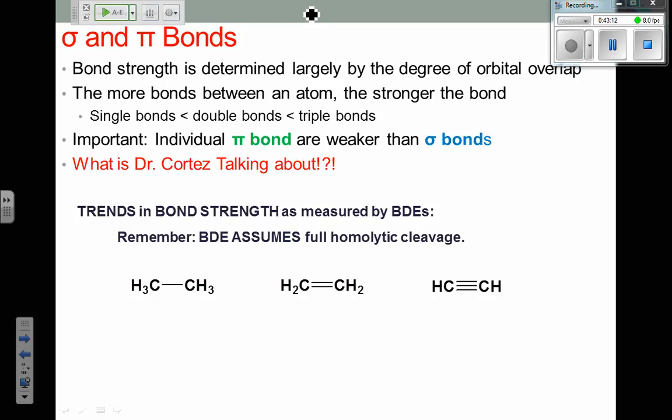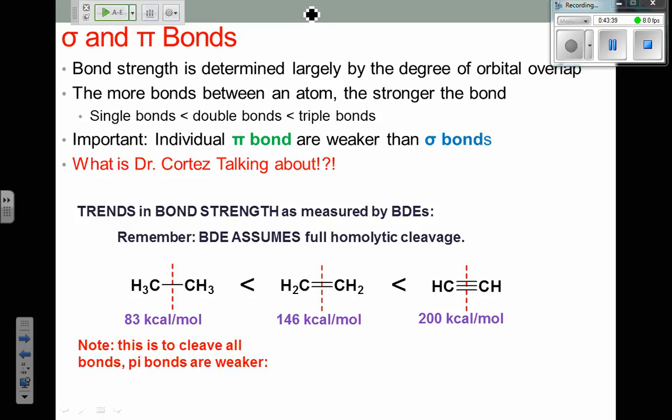So what we measure that with is what we call bond dissociation energy. And bond dissociation energy assumes full homolytic cleavage, meaning we fully break the bond between carbon and carbon. In this case is what we're showing. So our bond dissociation energies for these three, as you can see, the sigma bond is only 83, the double bond is 146, and the triple bond is 200.